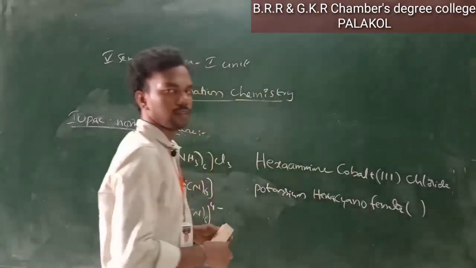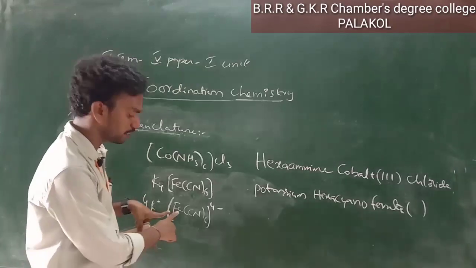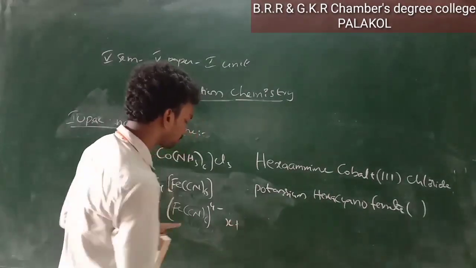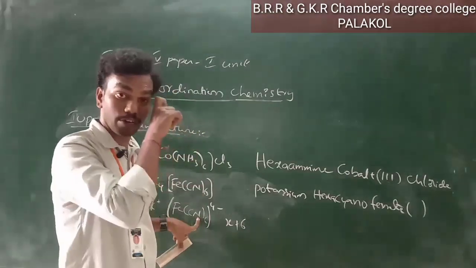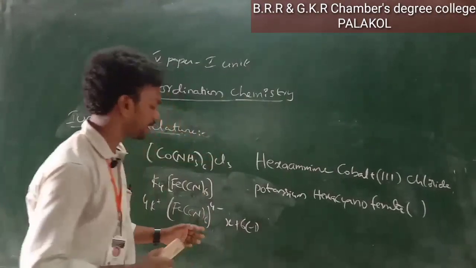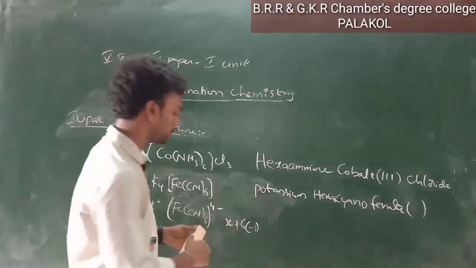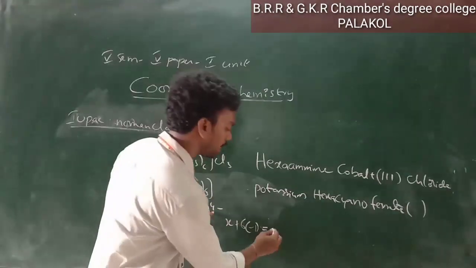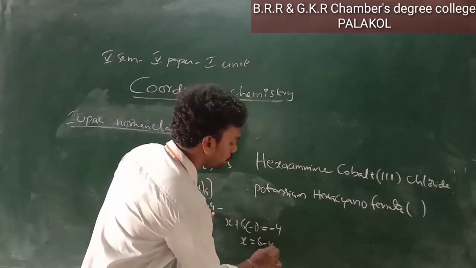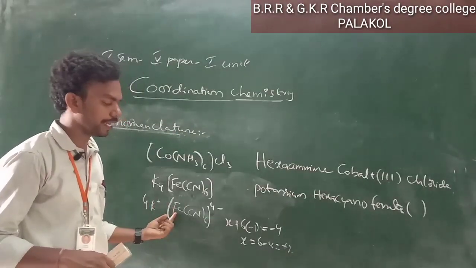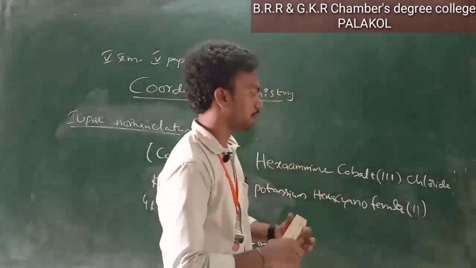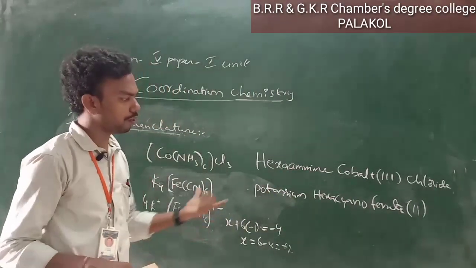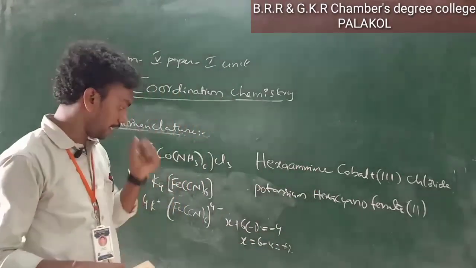Now the oxidation state of iron here. How can you calculate it? Let's say X, since you don't know the oxidation state of the metal. X plus cyanide: 6 into, over the cyanide you have a negative charge, so 6 cyanides have 6 minus charges, that means 6 into minus 1, is equal to the charge over the coordination sphere. Over the coordination sphere there is a negative charge, that is minus 4. So X comes out to be 6 minus 4, that is plus 2. The oxidation state of iron here is plus 2, which is written in Roman numerals within parentheses. So potassium hexacyanoferrate(II).